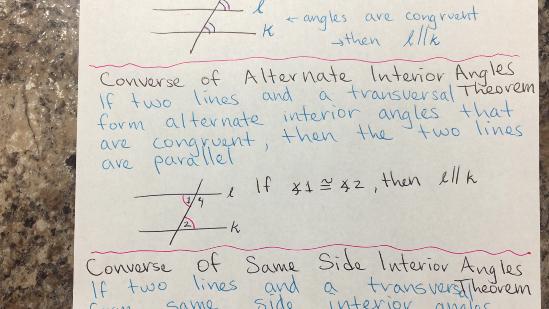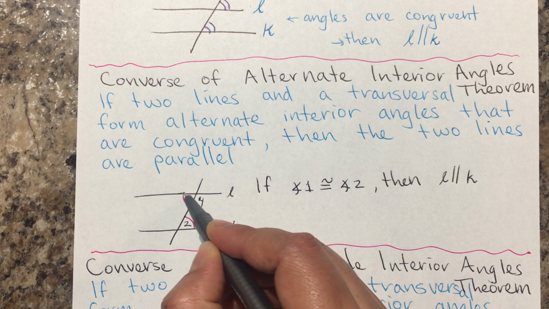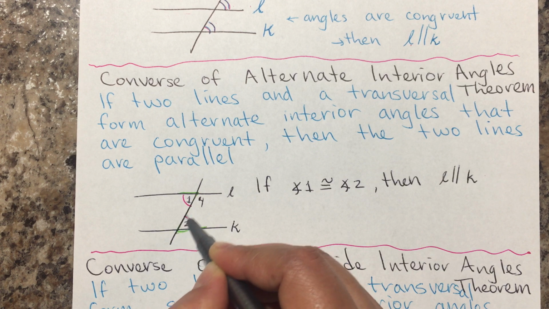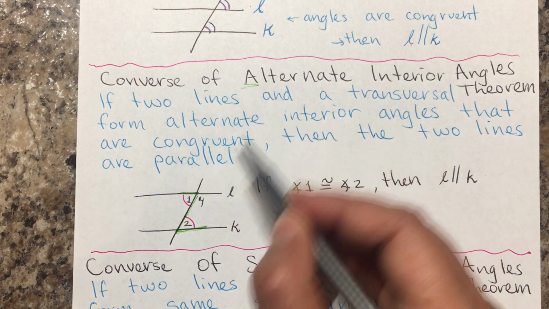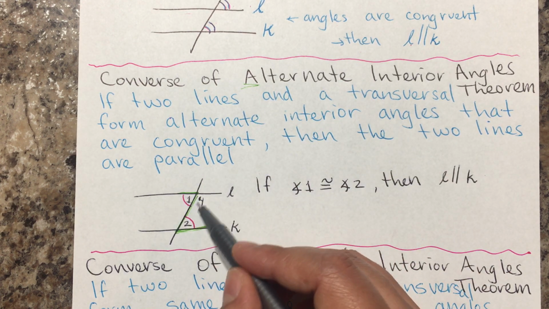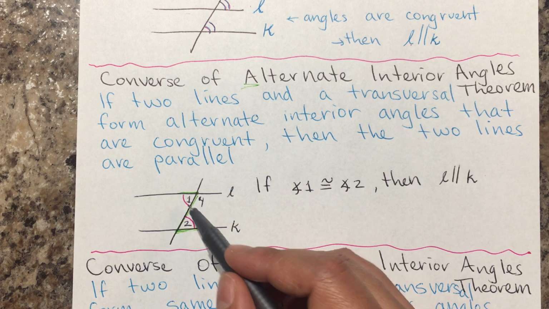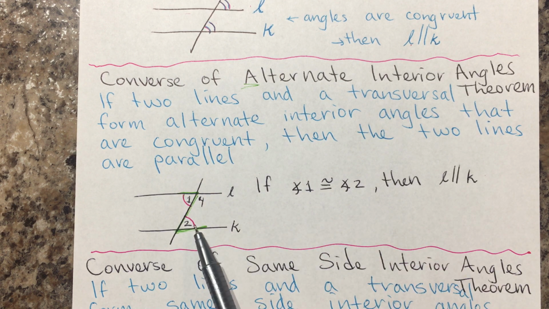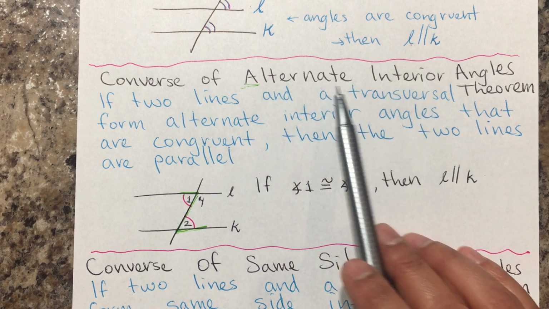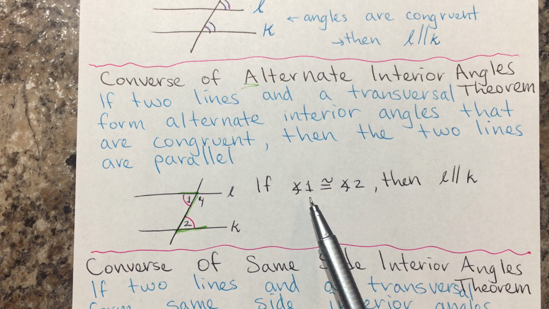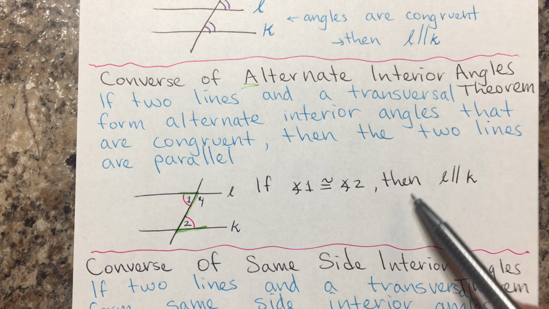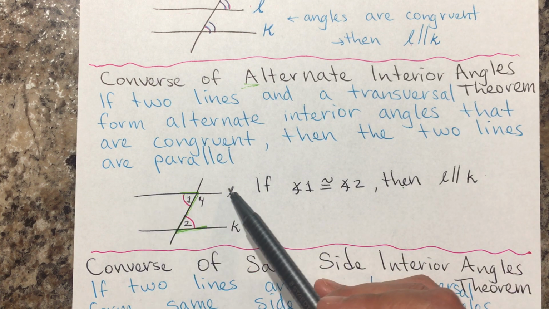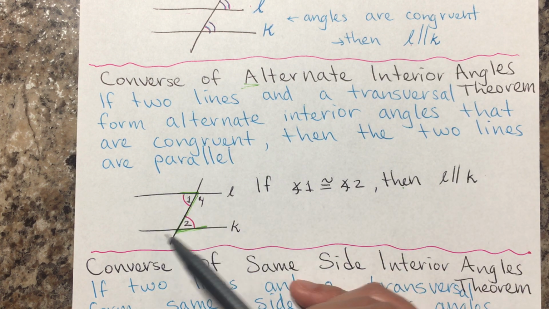If you remember, this is letter Z. Letter Z, and the way to remember is from A to Z, right? So when you see letter Z formed by the two angles that they are telling us are congruent, then we can say that it's related to alternate interior angles. And so it says, if angle 1 is congruent to angle 2, this angle and this angle, then line L is parallel to line K, okay?